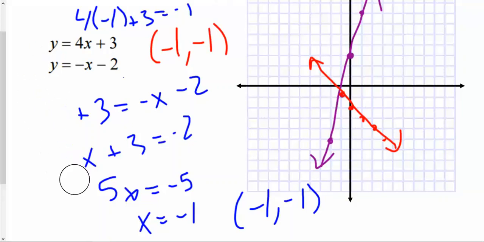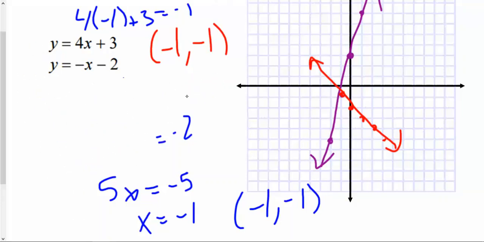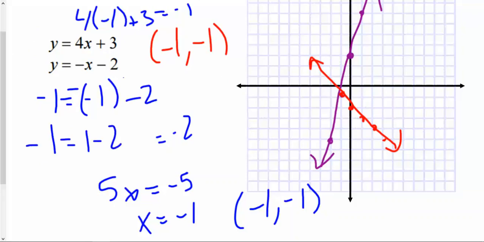Remember, this has to work with both points, or it has to work with both lines. So I could also check and see if this is true as well. So is -1 equal to -1 minus 2? Well, yeah, that'd be -1 is equal to 1 minus 2. That tracks. So this point works for both equations, and we're able to solve.